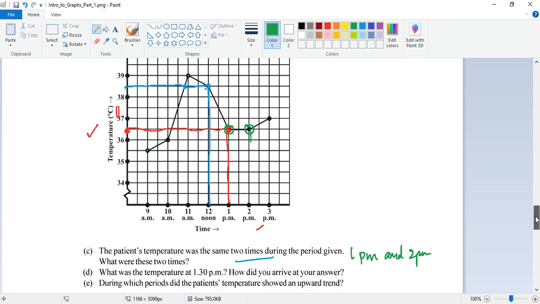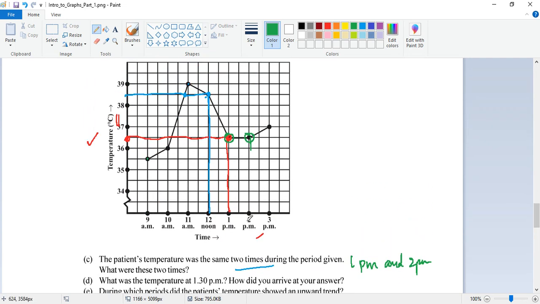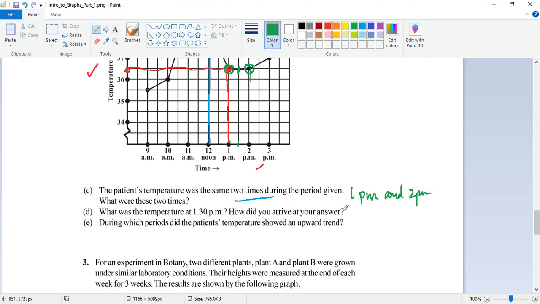Okay. Then what was the temperature at 1:30? So 1:30 is right in the middle. So at 1:30 also it's the same. What is it? 36.5 degrees C. Then during which period did the patient's temperature show an upward trend?